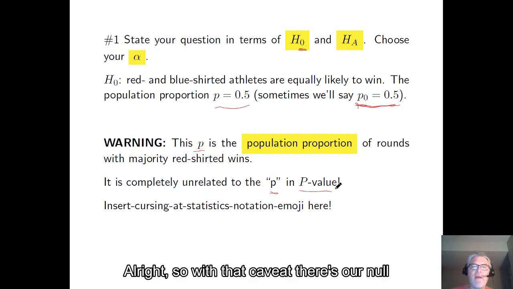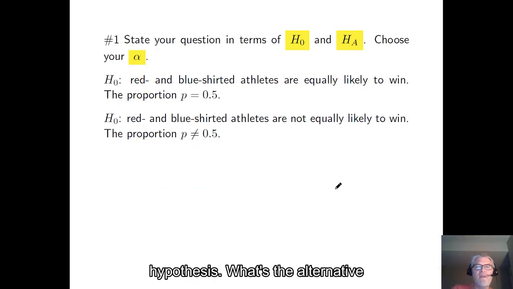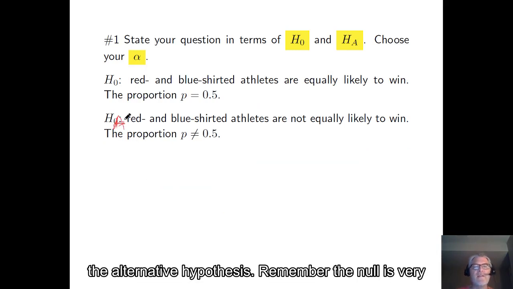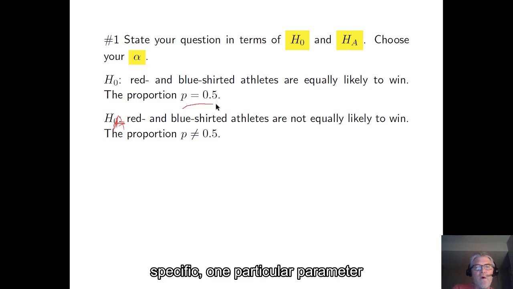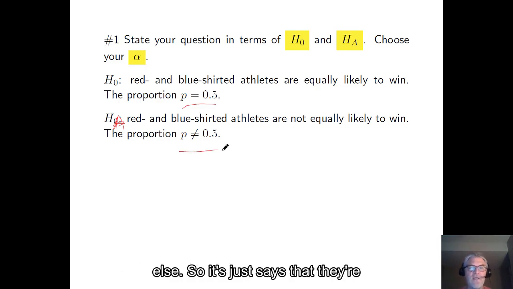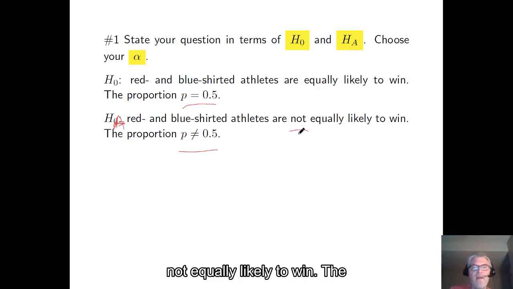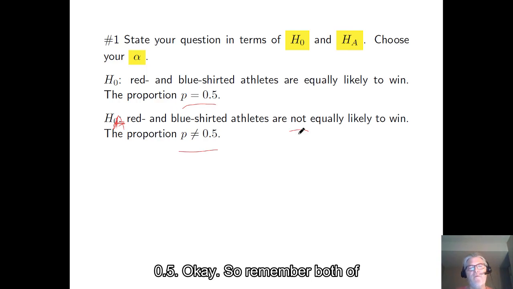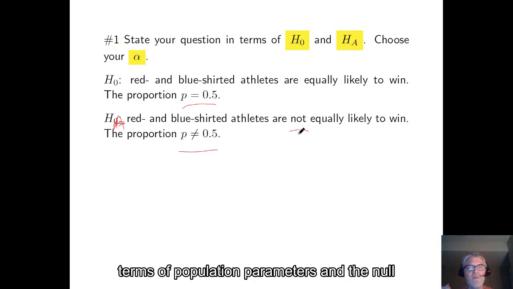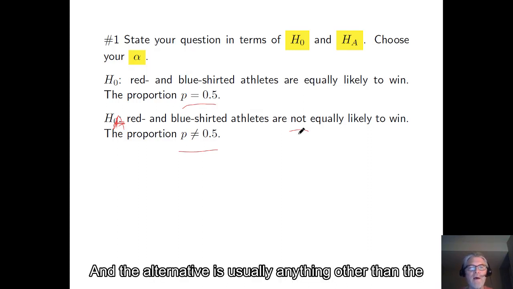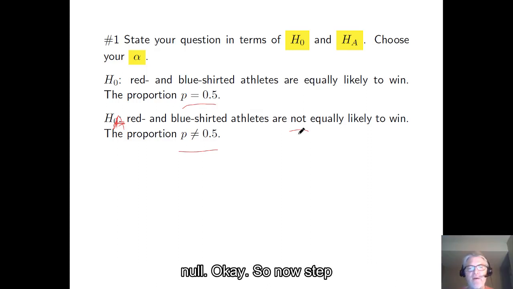All right, so with that caveat, there's our null hypothesis. What's the alternative hypothesis? I'm sorry, this should say A. The alternative hypothesis, remember the null is very specific, one particular parameter value, and the alternative is just everything else. So it just says that they're not equally likely to win. The population proportion is not equal to 0.5. Okay, so remember both of these hypotheses are stated in terms of population parameters, and the null has to be really specific. And the alternative is usually anything other than the null.